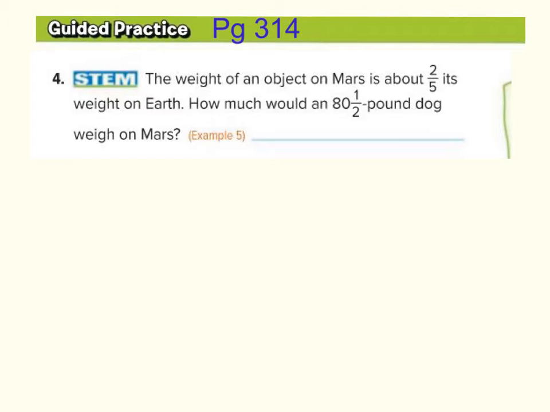Number 4. The weight of an object on Mars is about 2/5 its weight on Earth. So, how much would an 80.5 pound dog weigh on Mars? All right. So the weight of, okay, of an object, because of that we're taking the weight of another object, we're actually going to multiply. So let's set it up on our paper.